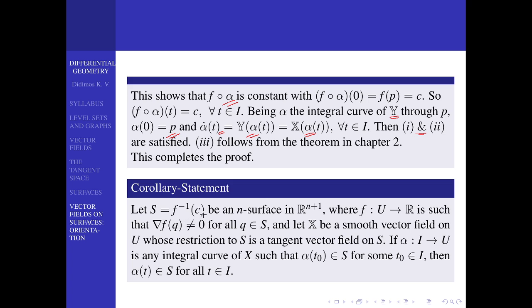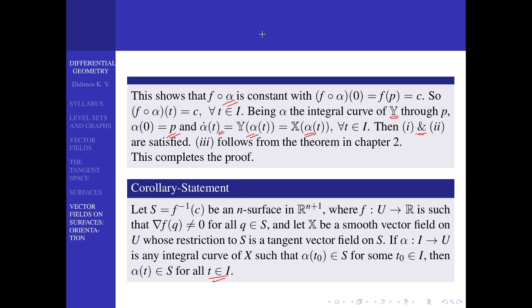If S equal to F inverse C is an n-surface in R^(n+1), where F from U to R is such that del F of Q is not equal to 0 for all Q belongs to S, and let X be a smooth vector field on U whose restriction to S is a tangent vector field on S. If alpha from I to U is any integral curve of X such that alpha of t naught belongs to S for some t naught, then the whole parameterized curve alpha of t belongs to S. This is true for all t belongs to I.